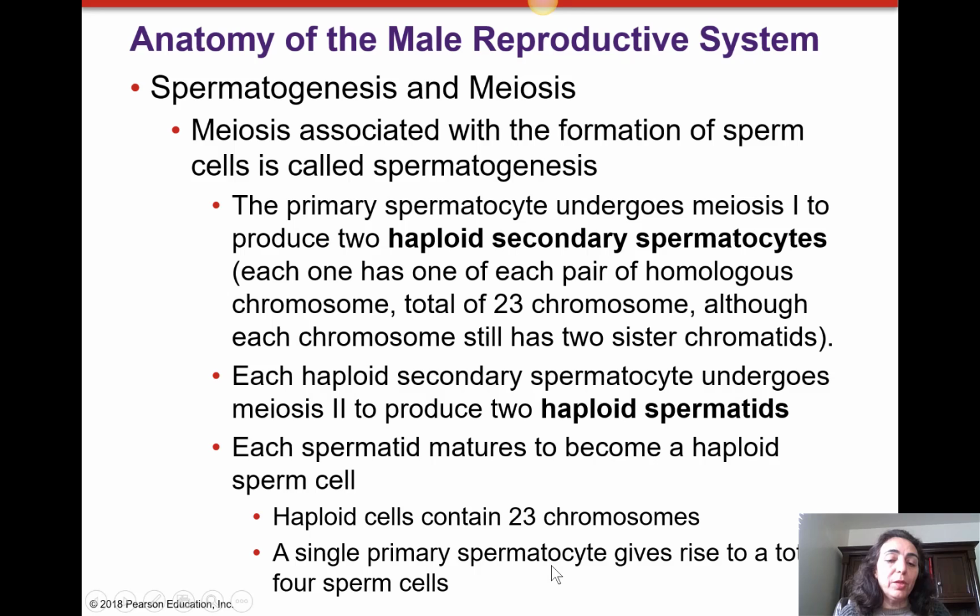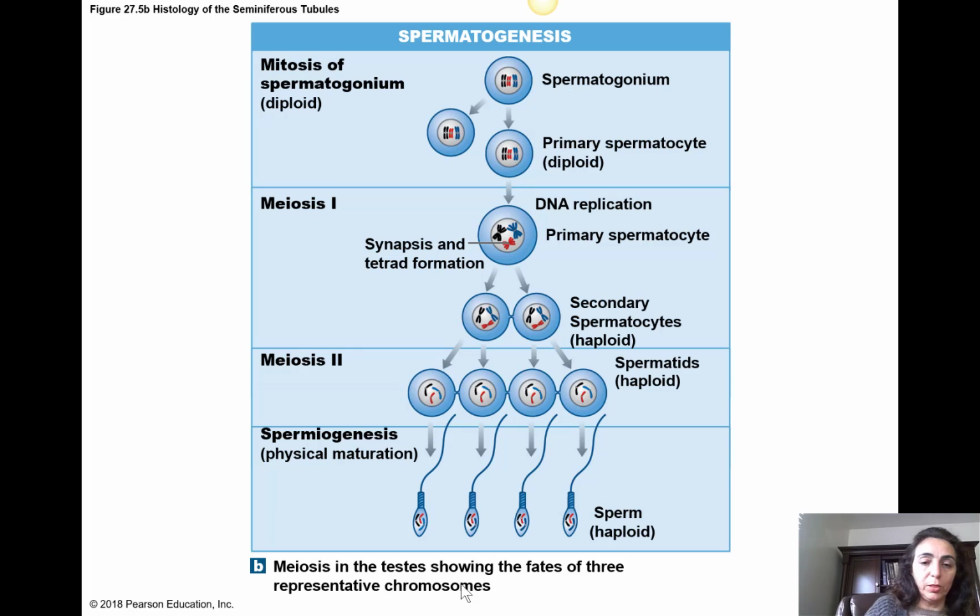A single primary spermatocyte gives rise to a total of 4 sperm cells because it divides 2 times and all of them remain alive, right? That is another point that is different from the female, which we are going to talk about later. Over there you will see that each primary oocyte at the end gives you only one oocyte. But here each primary spermatocyte at the end gives you 4 sperm cells, right?